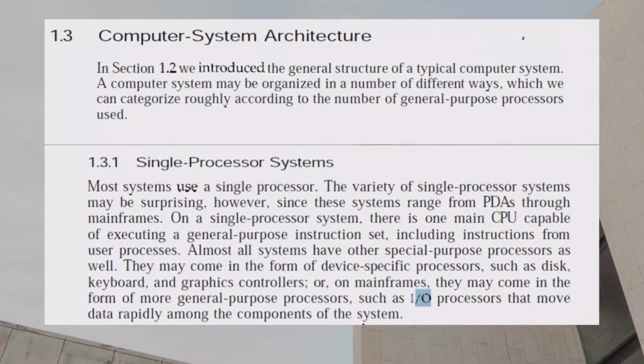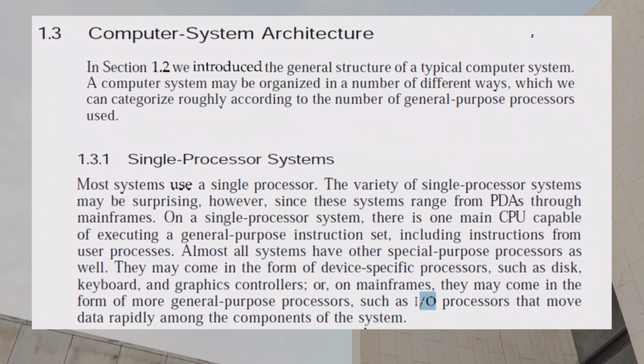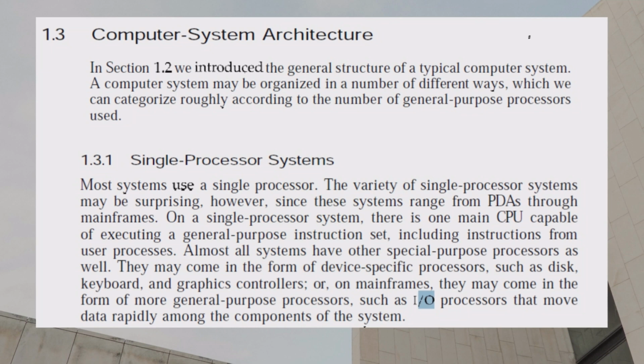Computer system architecture. In this section, we introduce the general structure of a typical computer system. A computer system may be organized in a number of different ways, which we can roughly categorize according to the number of general purpose processors used. Single processor systems. Most systems use a single processor. The variety of single processor systems may be surprising.